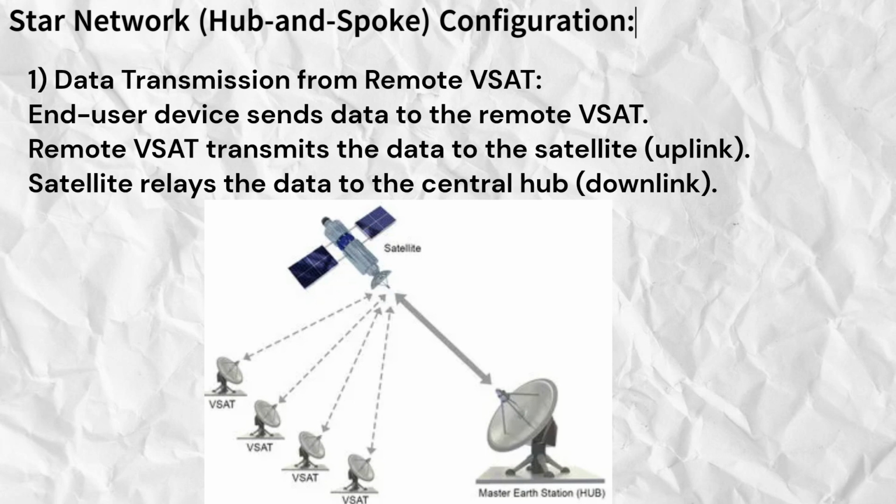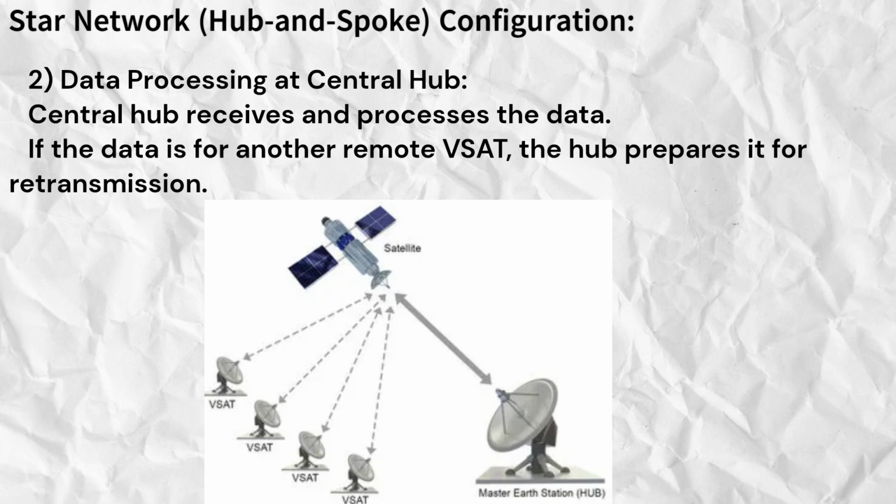Working of star network. Data transmission from remote VSAT. The end-user device sends data to the remote VSAT. The remote VSAT transmits the data to the satellite. This is called uplink. The satellite relays the data to the central hub. This is called downlink. Data processing at central hub. The central hub receives and processes the data. If the data is for another remote VSAT, the hub prepares it for retransmission.